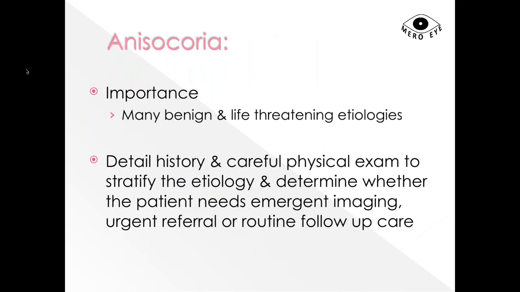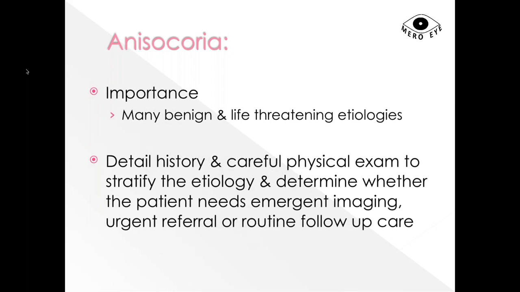So the last part is anisocoria. The last abnormal pupillary reaction is anisocoria. As we have mentioned previously, anisocoria is unequal pupils in the two eyes. Why is it important to know about it? Because though most of the time anisocoria may be normal and benign, as it might be physiological anisocoria, it is also one of the most common findings which helps us to identify life-threatening etiologies.